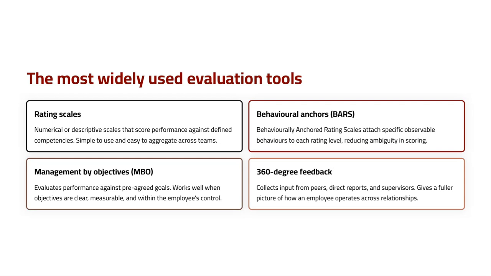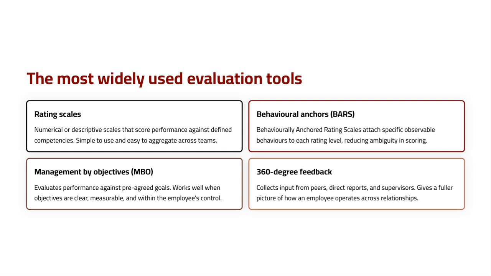Here we highlight the most widely used evaluation tools in performance management. First, we have rating scales, which use numerical or descriptive scores to evaluate performance against defined competencies. These are popular because they're simple to use and easy to aggregate across teams. Next, behavioral anchors or BARs add more precision by linking specific observable behaviors to each rating level, which helps reduce ambiguity when scoring. Then, management by objectives, or MBO, evaluates performance based on pre-agreed goals.